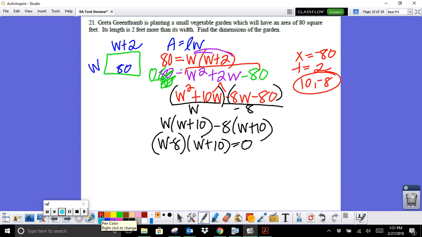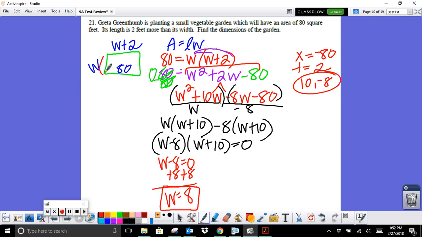Now what you can do on these measurement problems is figure out which one of these is going to get you the positive solution, right? If I solve W minus 8 and I add 8 to both sides, that's going to get me my positive solution. If I solve the other one, it's going to get me a negative number, which for a measurement problem is not going to help us. So now I go back to the question. Find the dimensions of the garden. Well, I figured out that the width is 8, and to get the length, 8 plus 2, that would be 10. So 8 and 10.